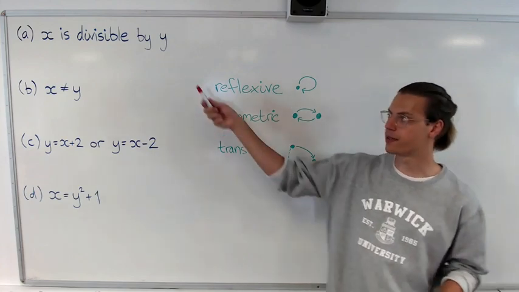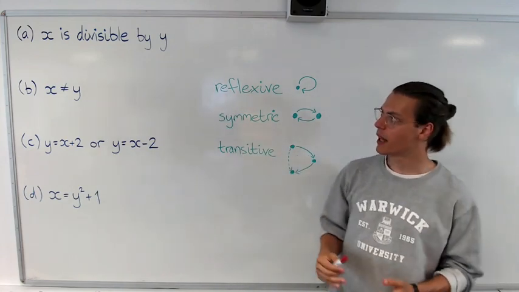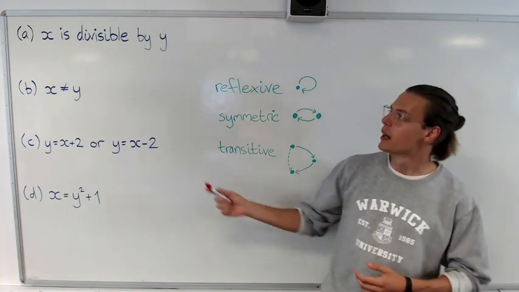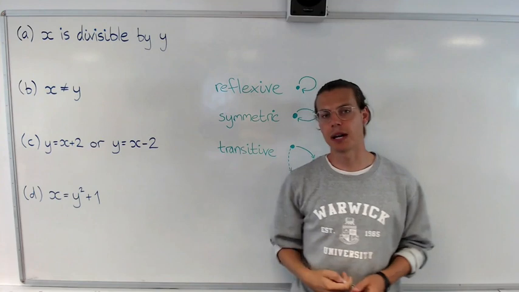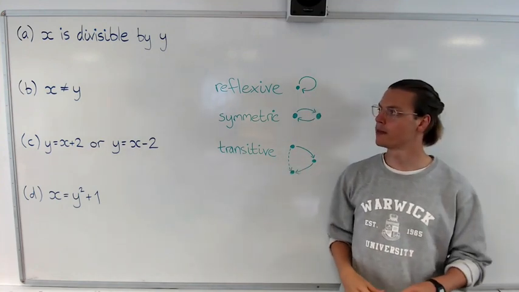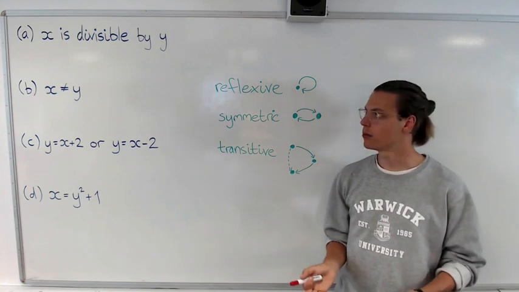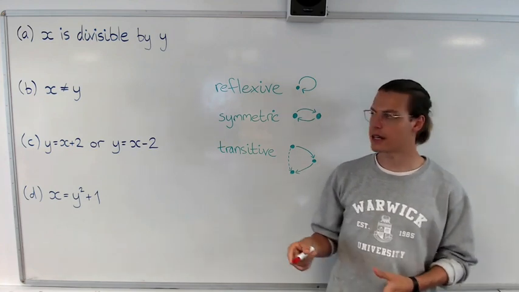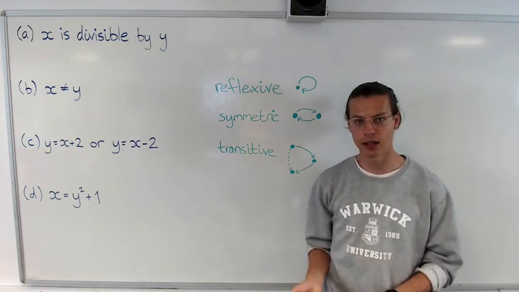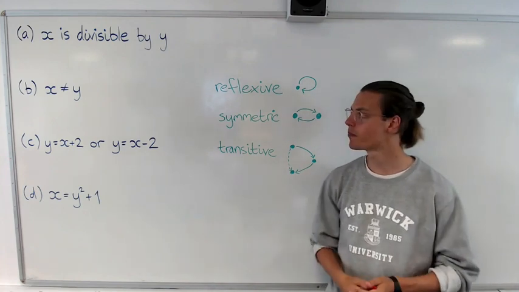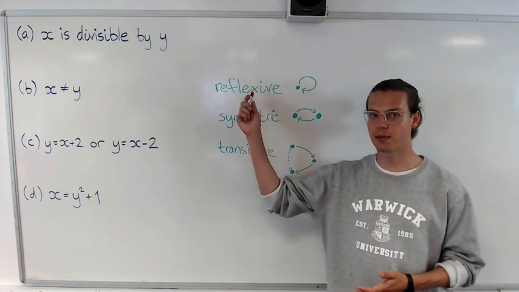Let's look at our first relation, in which x is related to y if and only if x is divisible by y. First of all, is this reflexive? Well, yeah, any integer is evenly divisible by itself. Any integer divided by itself gives 1. So this is reflexive.